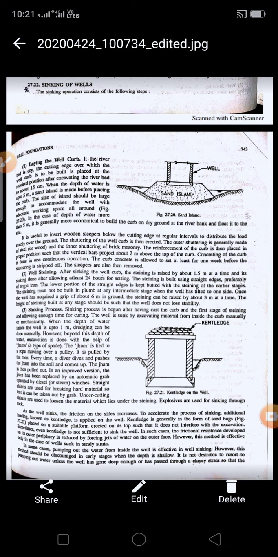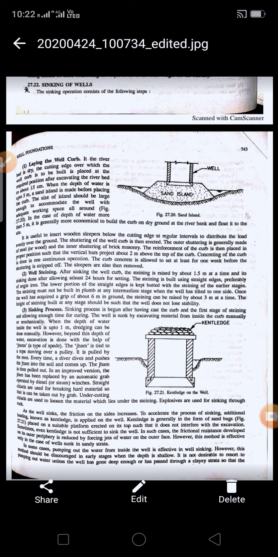Means we just make a well foundation, casing of the well foundation, and that well foundation we put into the water. It consists of three operations. First one, laying the well curb.